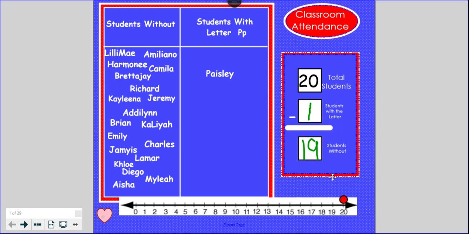That's right, 1, because Paisley is the only one that has a letter P in her first name. So we're going to jump 1 number. And what do you see that I landed on? I landed on 19, just like my number sentence. So 20 take away 1 equals 19. Awesome.